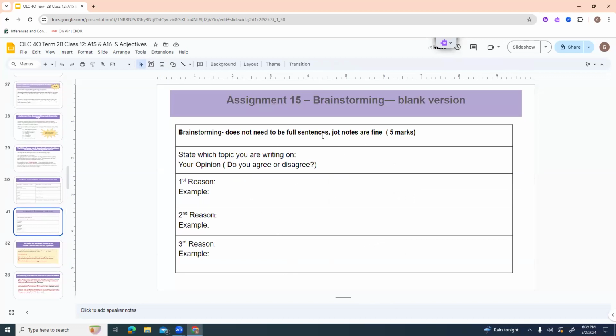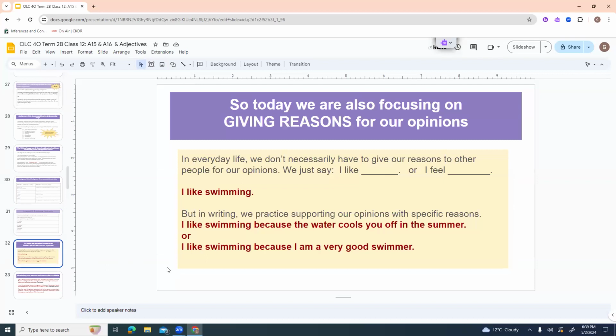It does not have to be full sentences. It can be jot notes, but I should be able to understand what you mean, right? If you just write time, and I don't know what that means, I can't really give you marks if I don't really have any clue what it means. So you may have to write a little bit more than you normally would for brainstorming just to make sure I understand.